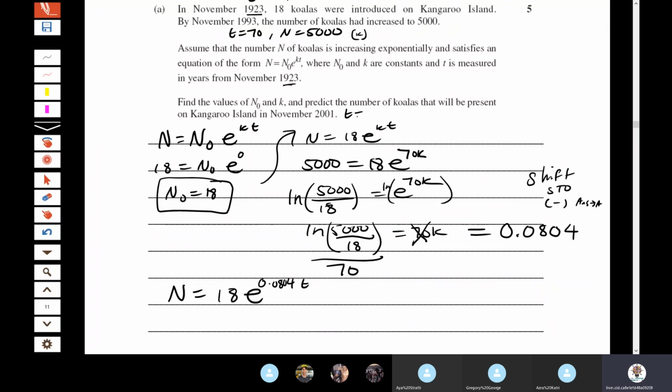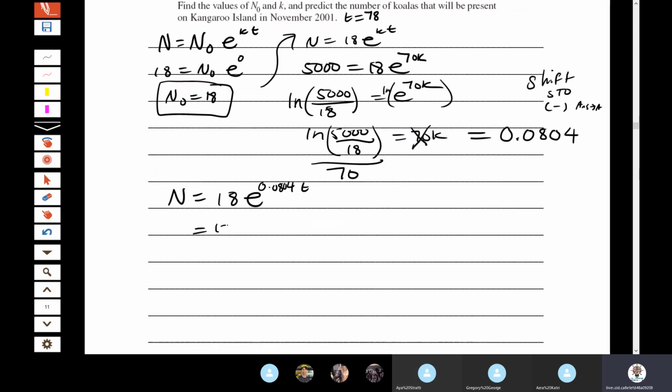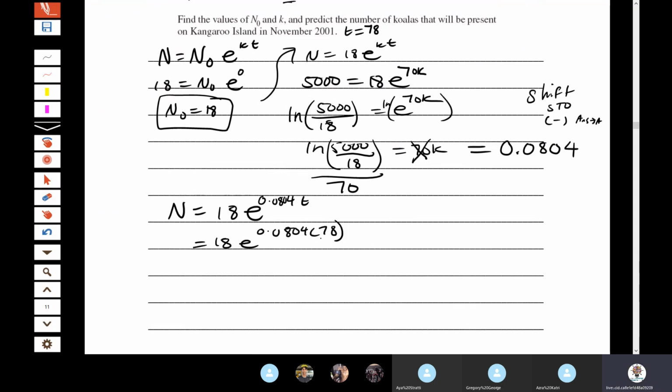What does that mean in terms of the time? What time would that be? You've got to work that out. 2001 take away 1923. Time is 78. Look how easy that was for 5 marks. Something that we've been doing day in, day out. Same question. Bang, 78.